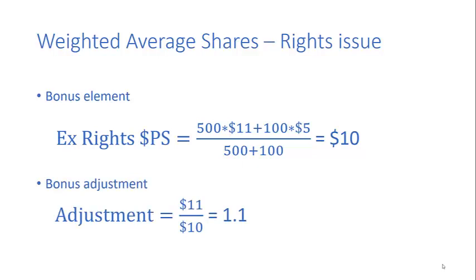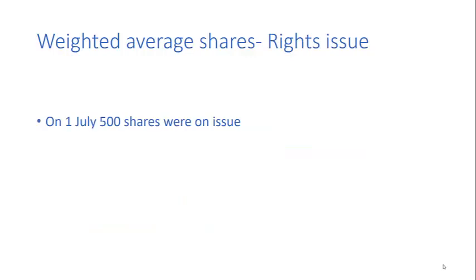That compares to a pre-issue price of $11, and so that suggests that there's a bonus element in the rights issue of 1.1. The bonus issue also has an impact on the number of shares on issue because we issue more shares. So there's a new shares element.